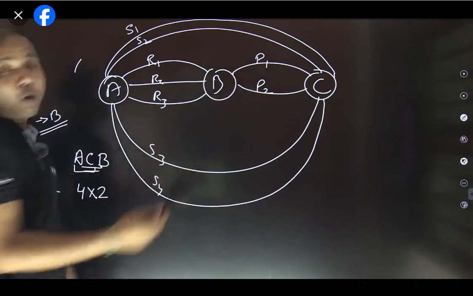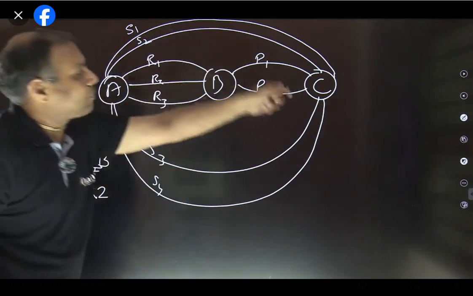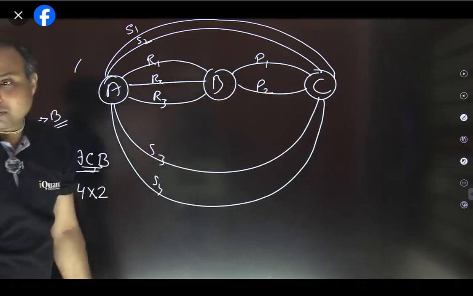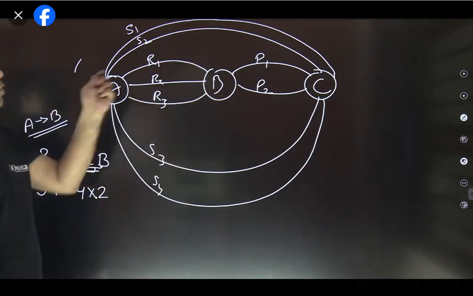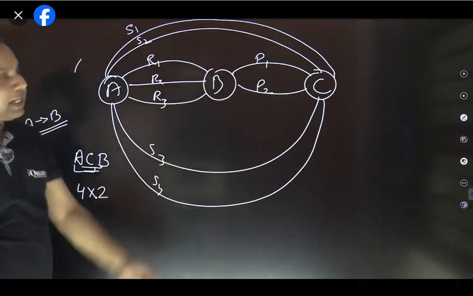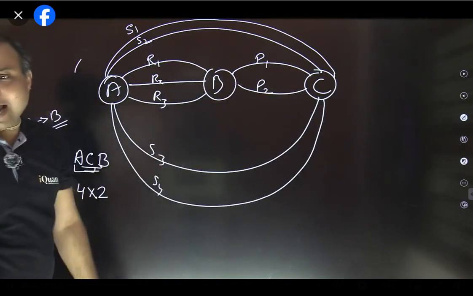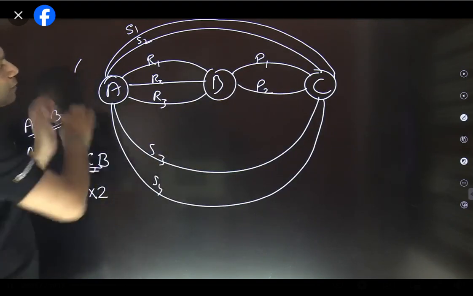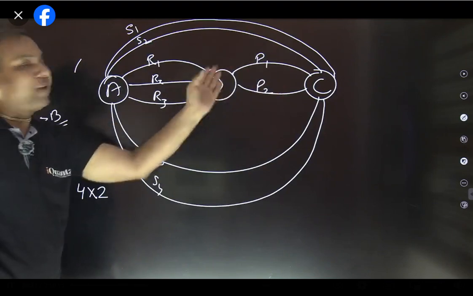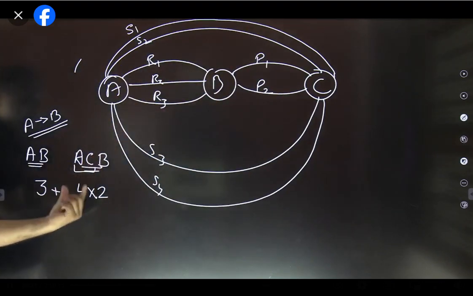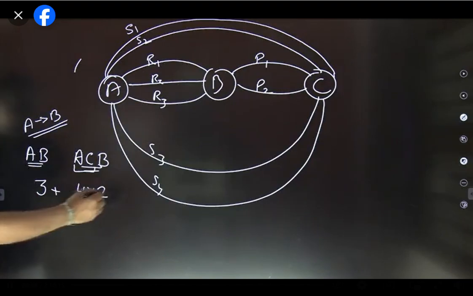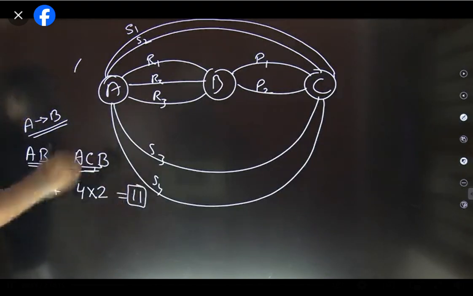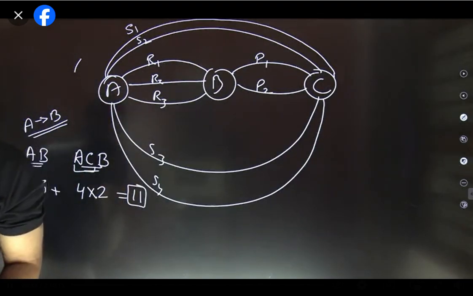Now I need to reach B. How many ways are there with me? Starting with S1, then I can use either P1 or P2, isn't it? There are 2 ways. If I use S2, again 2 ways. If I use S3, then again 2 ways. I can use any of P1, P2. Same way, if I use S4, then again P1 or P2. Any of them can be used. That makes it, for each of these 4 paths, there are 2 ways further. That makes it 4 into 2, total 8 ways. So 8 plus 3, that makes it total 11. Okay?